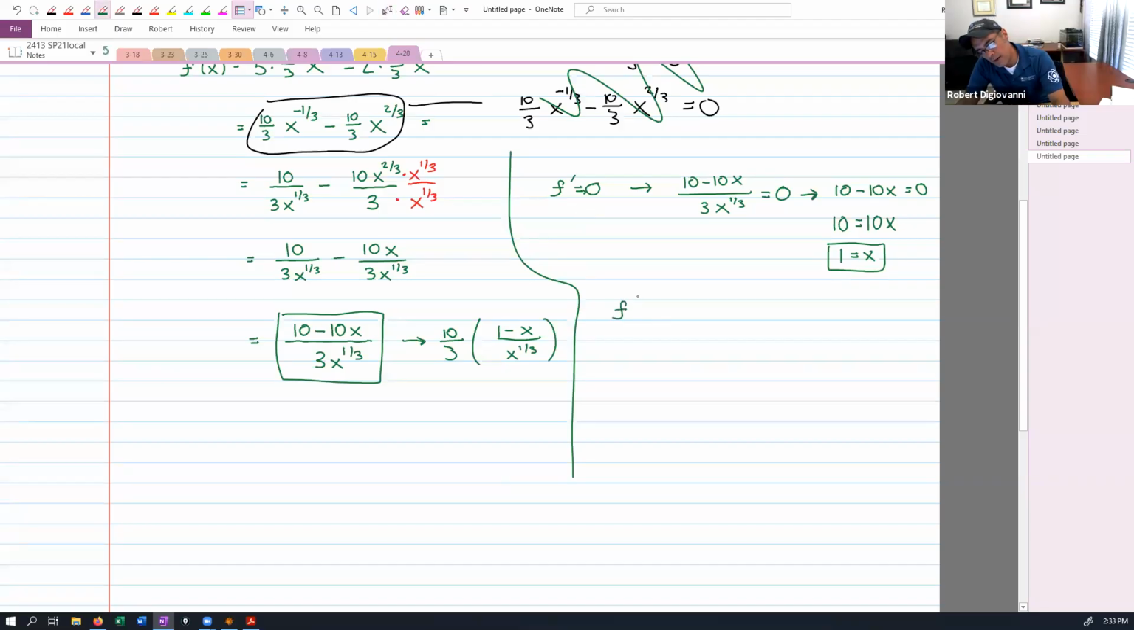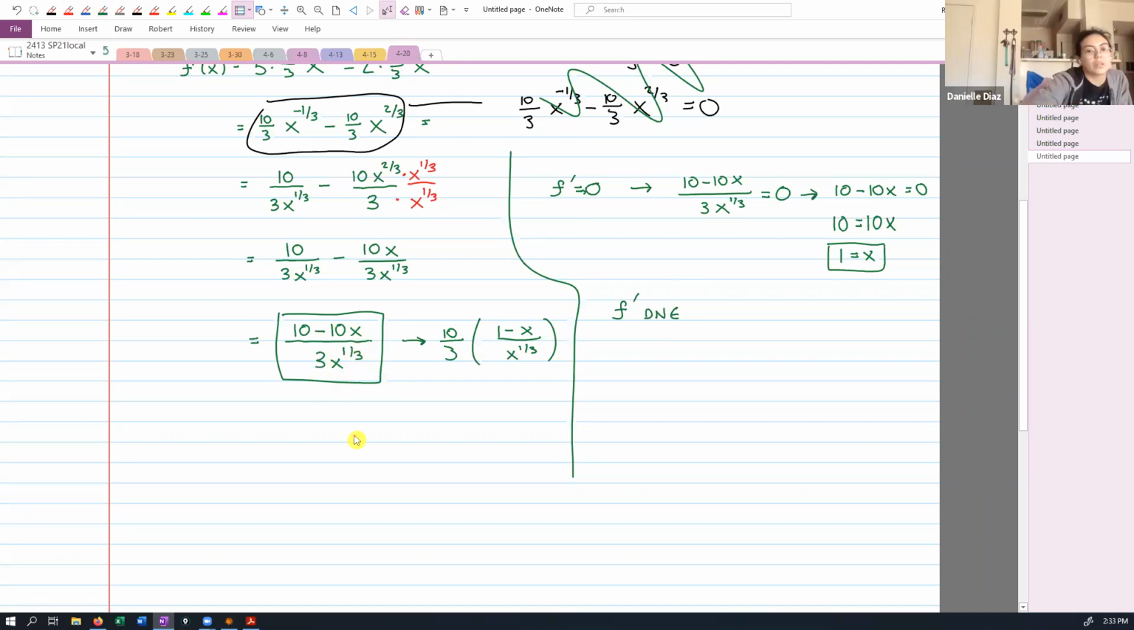Now, very important, I need to know where the derivative doesn't exist. Look at the derivative. Is there anything I cannot plug into the derivative? Oh, it's at the bottom, right? You can't put in 0. Zero. We cannot have 0 on the bottom.